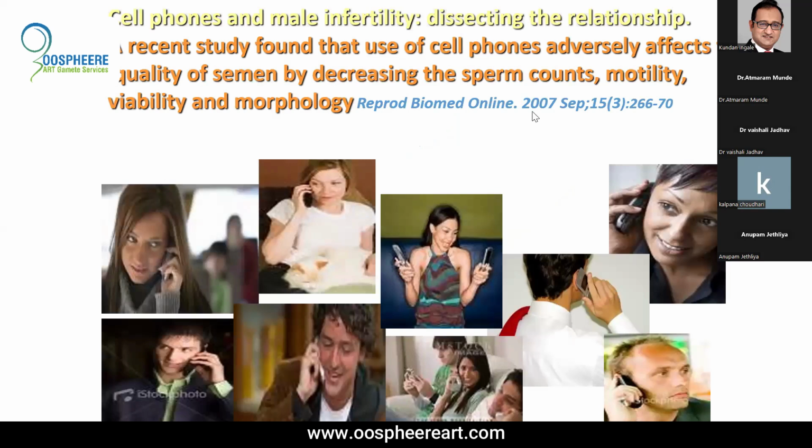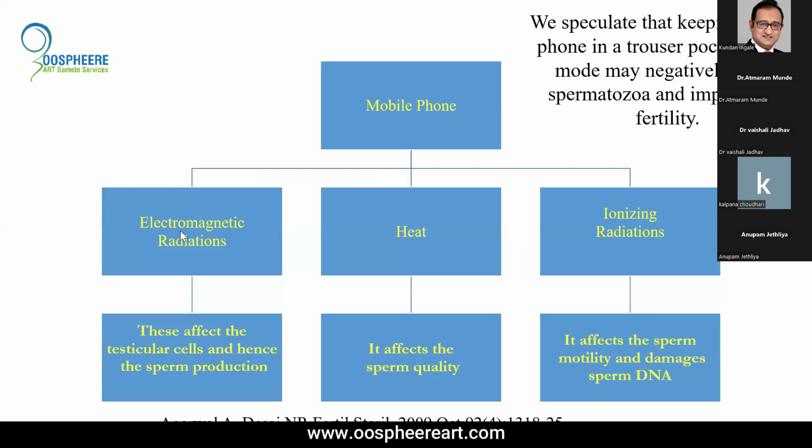Now, one study way back in 2007 came out saying that using a mobile phone and putting it in the trouser pocket can cause decreased sperm count, because of electromagnetic radiation, heat, and ionizing radiation, and all these can cause testicular damage, affect quality, and cause DNA damage. And hence it was advised that if you want to use a mobile, then you should carry it in your shirt pocket and not in the trouser pocket, so that when you die, you'll die of a heart attack and not of infertility.